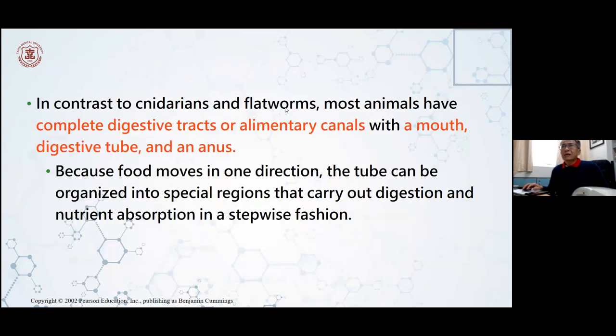And the flatworm is a little bit higher than the hydra. So they have the cnidarian and the flatworm. Most animals already have the complete digestive tract, also called the alimentary canal, from the mouth to the anus.